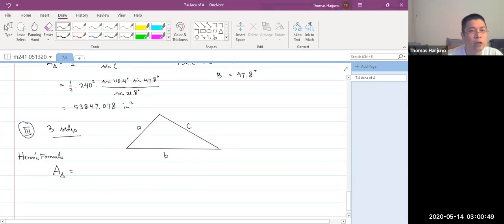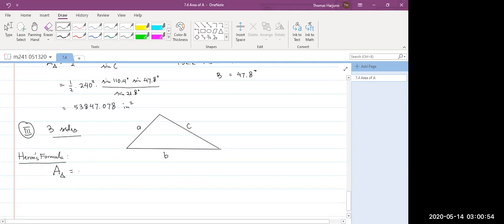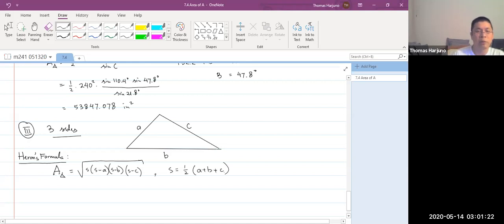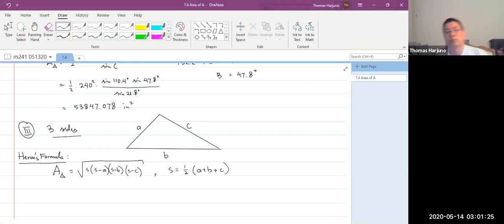They call that Heron's formula, which says the following: the area of the triangle equals the square root of s times s minus a, s minus b, s minus c, where s is the semi-perimeter. That's 1/2 times a plus b plus c. That's why they call that s, which stands for semi-perimeter, half of the perimeter.